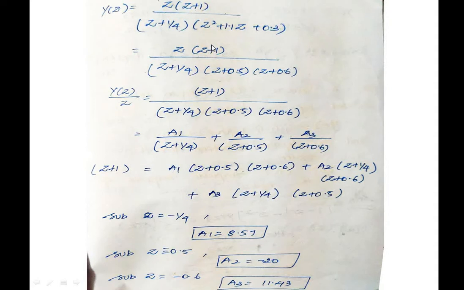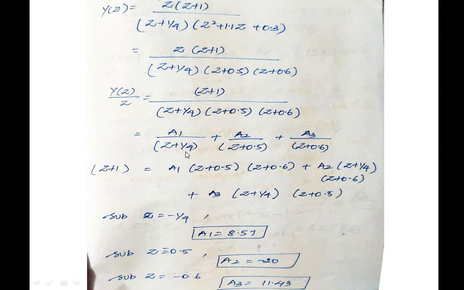So next what we'll have to do is take partial fractions. For partial fractions we need it in the form Y(z)/z. We already have z in the numerator, so just cross multiply that to the denominator on the other side. Now we get Y(z)/z = (z + 1) / ((z + 1/4)(z + 0.5)(z + 0.6)). So this we make it as A1/(z + 1/4) + A2/(z + 0.5) + A3/(z + 0.6).